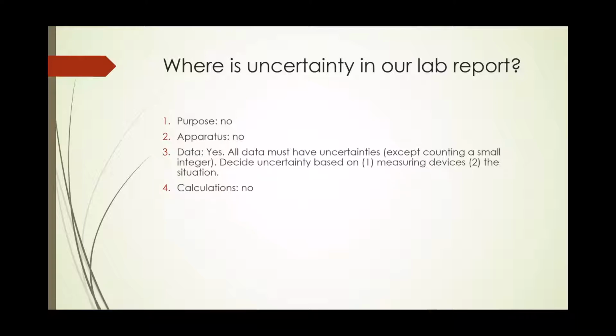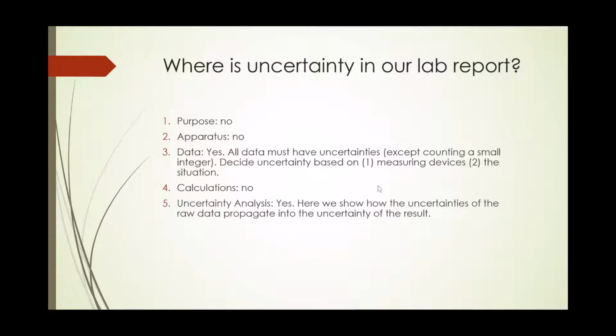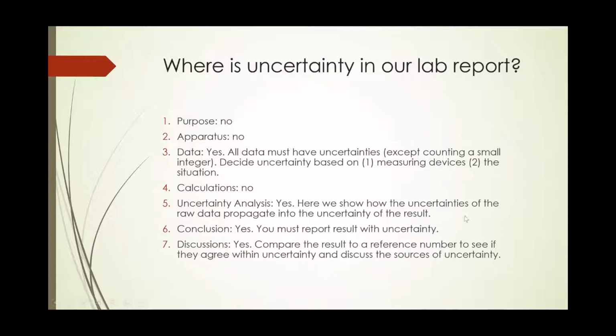Calculations. This is where you use the best estimate of the data, or the values of the data, only to calculate the result. So no uncertainty should show up in calculations. The fifth one, uncertainty analysis. Yes, here is when you do uncertainty propagation to find the uncertainty of the result based on the uncertainty of the data and the propagation rules. Conclusion, yes, you must report the result with the uncertainty. And that uncertainty is what you calculate in the uncertainty analysis.